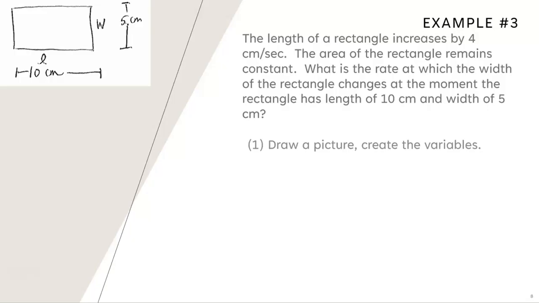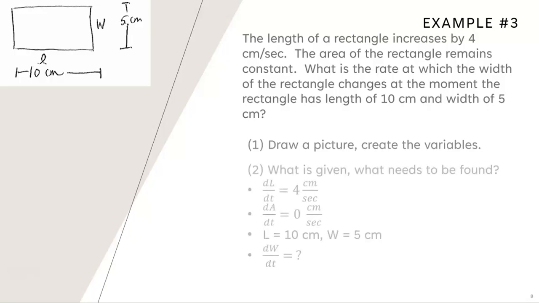So same process. We drew a picture. We got our variables w and l. So then we ask ourselves, what's given? Well, the 4 centimeters per second is a giveaway that we have a rate right here. So we have dl/dt, derivative of length with respect to time, is 4 centimeters per second.